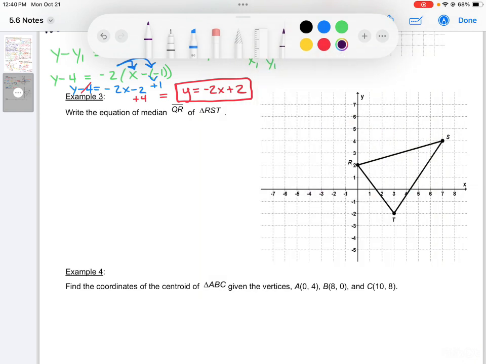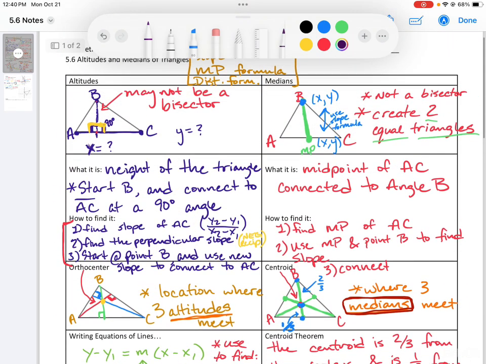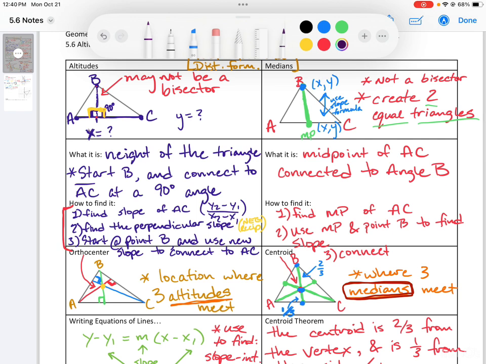Example number 3 says to write the equation of the median QR of triangle RST. The equation of the median. And so if we go back up, I just want to keep referring to this. What is a median? It's when you have a midpoint of a side, and you connect it to the opposite angle. And the point where all those intersect is called your centroid.